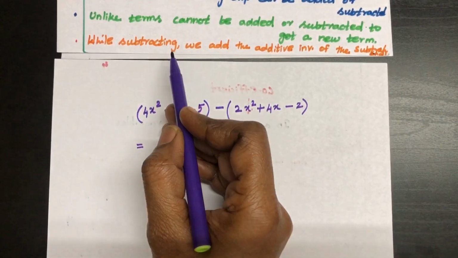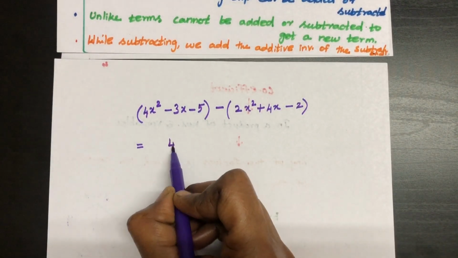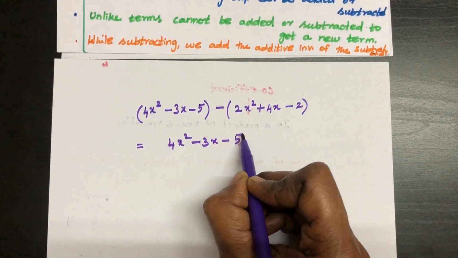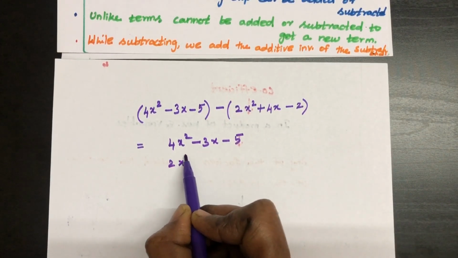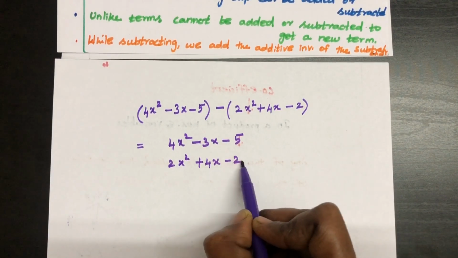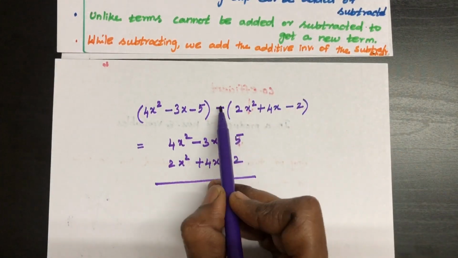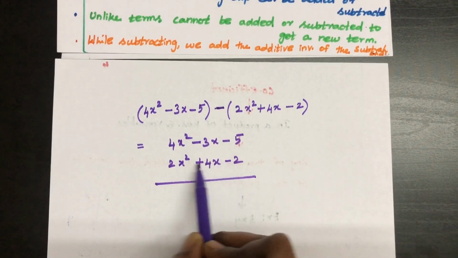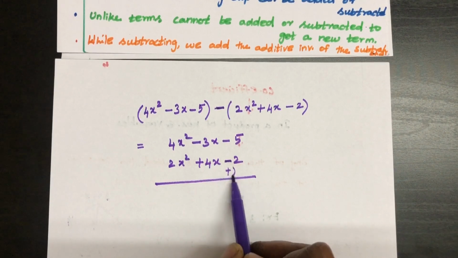While subtracting, we add the additive inverse of the subtraction. How to do this? Just write the first polynomial expression. Next, write the second expression also, like this, 4x minus 2. Now we add the additive inverse, so the minus symbol is there. What we are going to do is change the sign of the second polynomial alone. Instead of this negative, change it into plus.